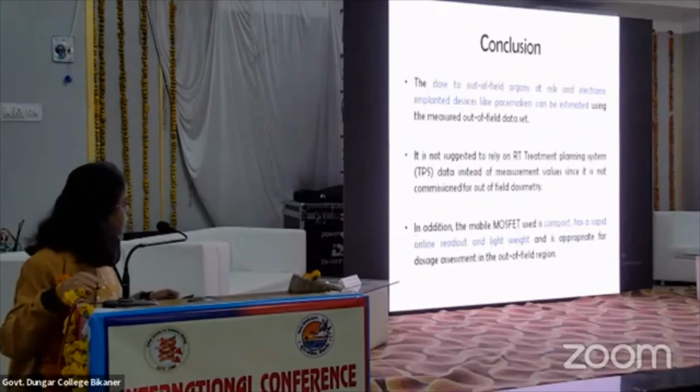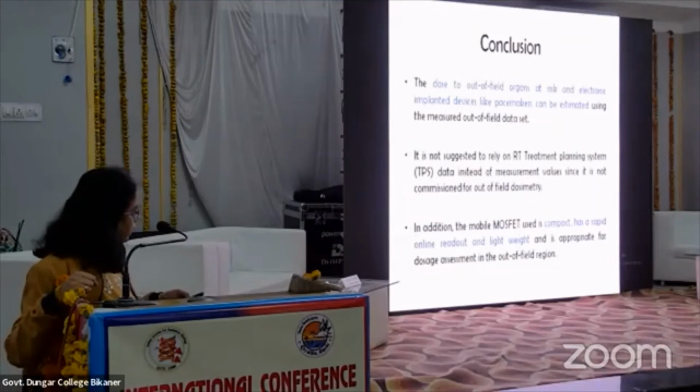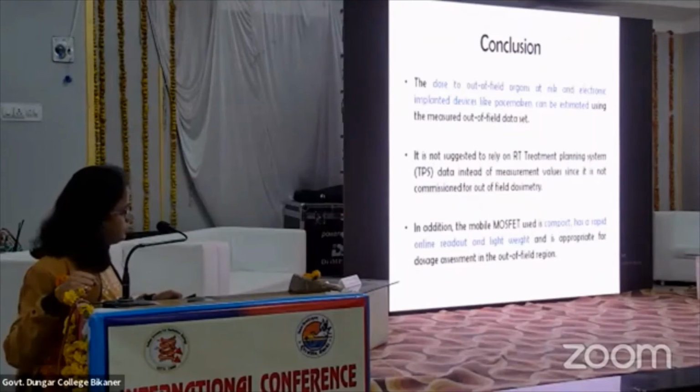So, conclusion: the dose to the out of field organs at risk and electronic implanted devices like pacemakers can be estimated using the measured out of field data sets. So it is not suggested to rely on radiotherapy treatment planning system data instead of measurement values, since it is not commissioned for the out of field dosimetry.